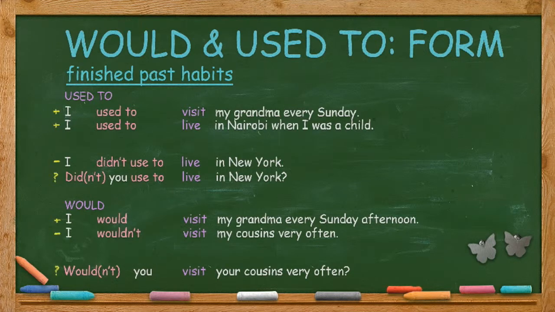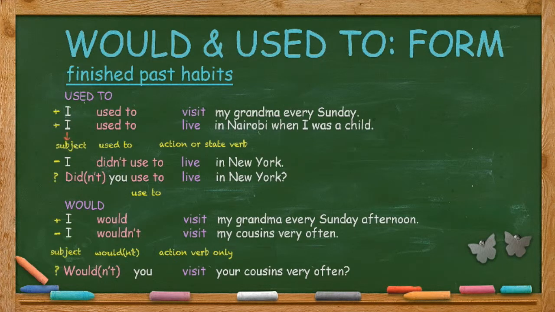Here's the form for sentences in the affirmative, negative, and question forms. I'm going to start with used to in the affirmative. I is the subject. Next we have used to. Then you can have either an action verb like visit or a state verb such as live. Negative. I didn't used to live in New York. And the question form. Did you used to live in New York?